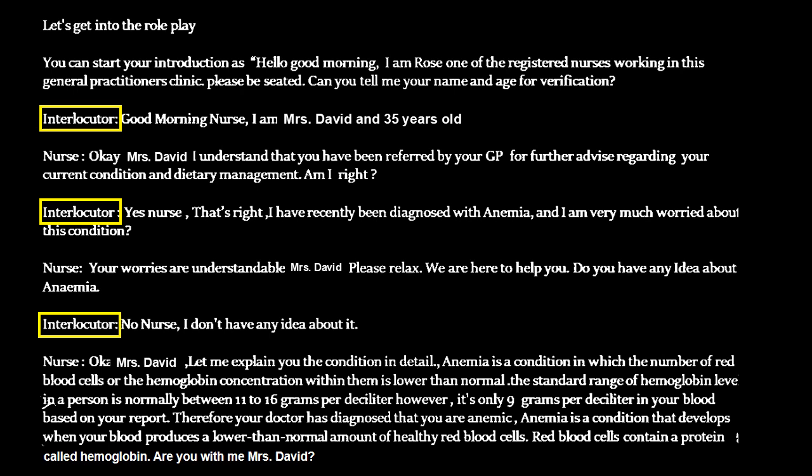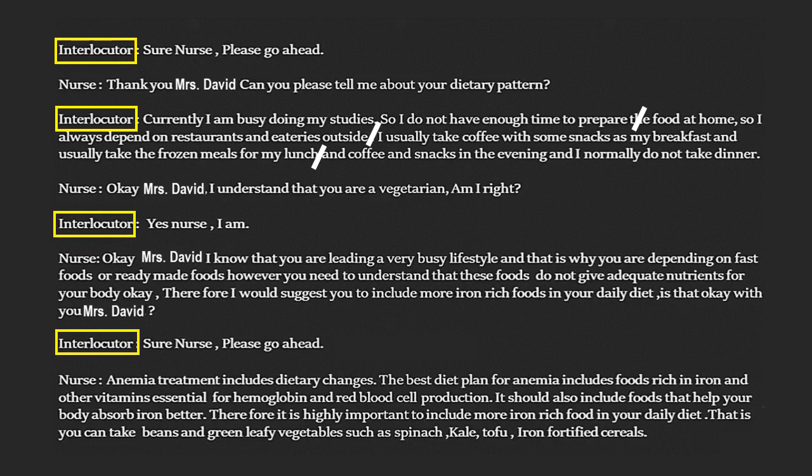Anemia is a condition in which the number of red blood cells or the hemoglobin concentration within them is lower than normal. The standard range of hemoglobin in a person who has a normal count is between 11 to 16 grams per deciliter. However, it's only 9 grams per deciliter in your blood based on your report. Therefore, your doctor has diagnosed that you're anemic. Anemia is a condition that develops when your blood produces a lower than normal amount of healthy red blood cells. Red blood cells contain a protein called hemoglobin. Are you with me, Mrs. David? Sure, nurse. Please go ahead.